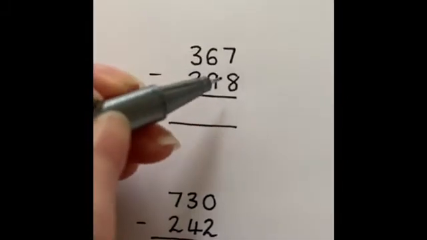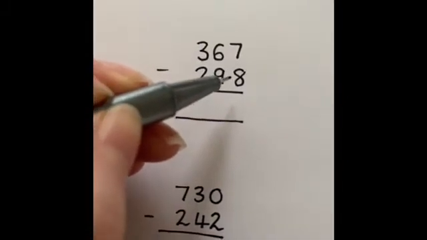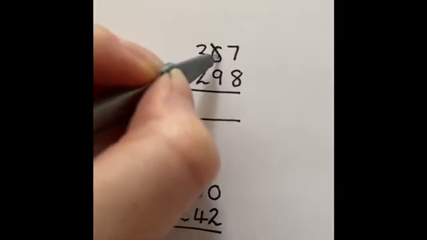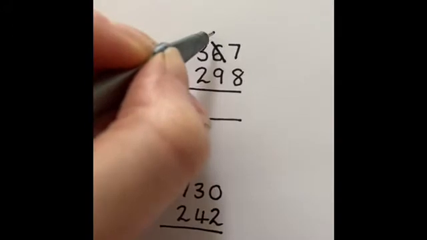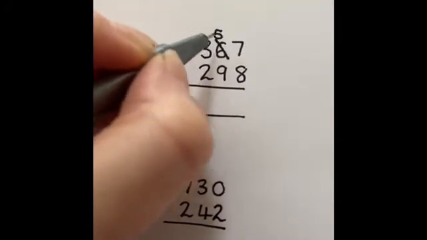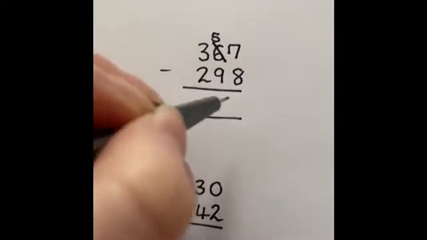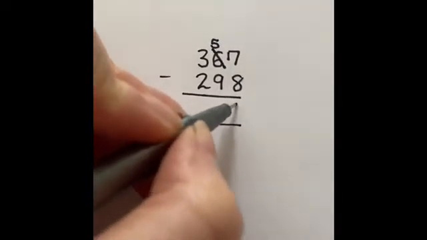Is there more on top or more on the floor? There's more on the floor, so I have to go next door to borrow some more. So I'm going to borrow one of these 10s. There's no longer 6 10s, there's only 5. And the 10 that I want has to drop off here. Okay, 17 take away 8 will be 9.